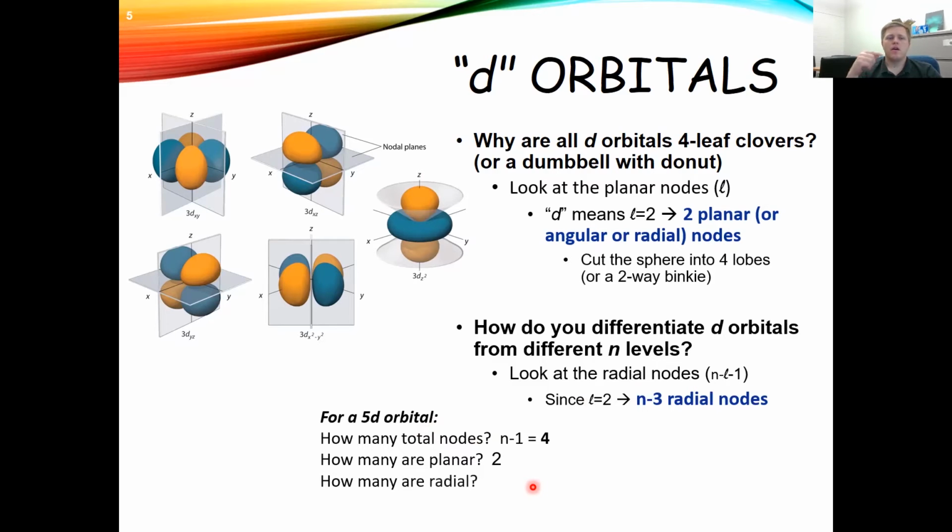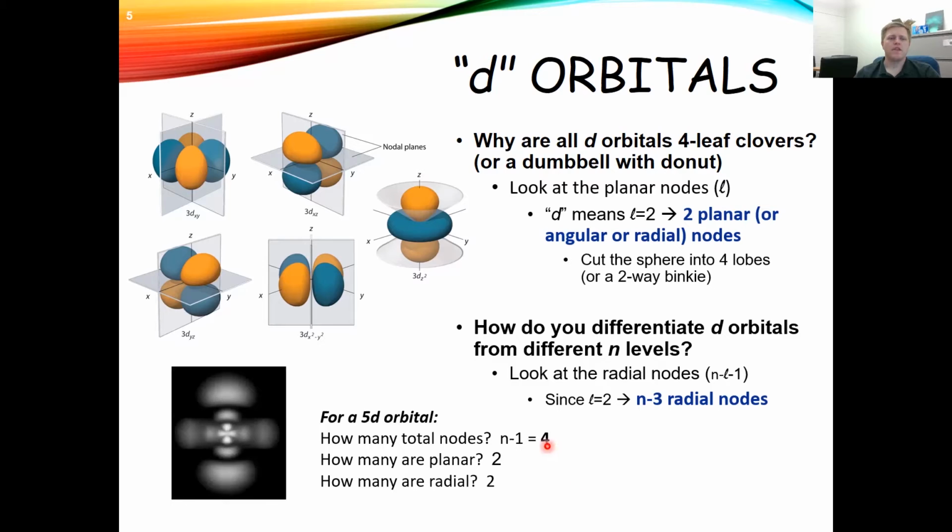Then how many nodes are going to be radial? Well, we had 4 total. We have 2 planar nodes, so all the rest are going to have to be radial nodes. So here's a picture of our 5d orbital.